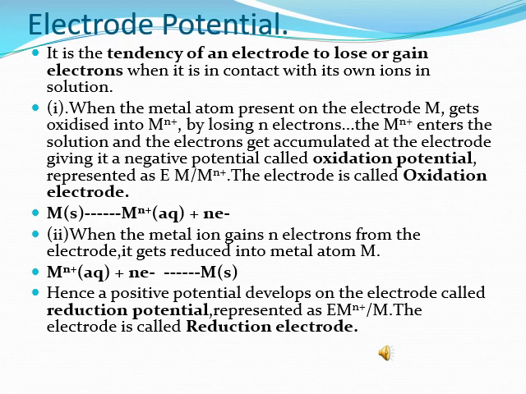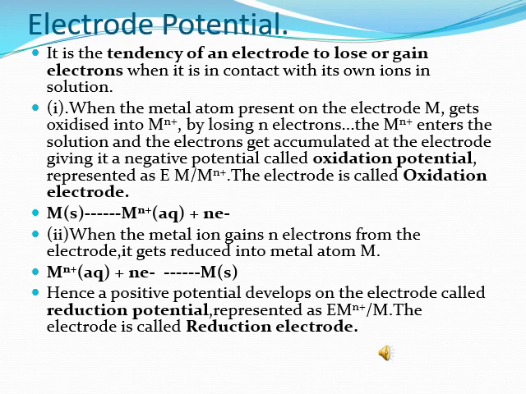Number 1, when the metal atom present on the electrode M gets oxidized into metal ions with n+ charge by losing n number of electrons, the metal ions enter the solution and the electrons get accumulated at the electrode, giving it a negative potential, and we call this as oxidation potential, represented as E metal to metal ion. The electrode is called as the oxidation electrode. You can see the equation. Metal solid is forming metal ions with n+ charge by losing n number of electrons.